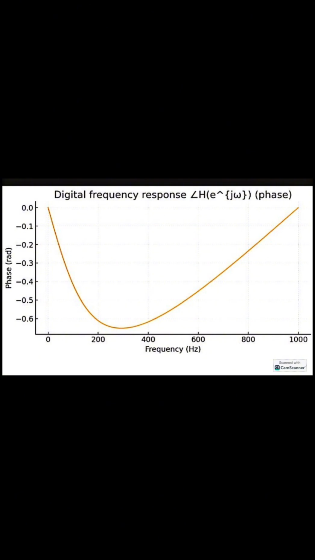And the last one, the digital phase response of h of omega, shows that the phase is roughly linear in the passband but wrapped periodically, and is comparable to analog phase but with periodic repetitions.